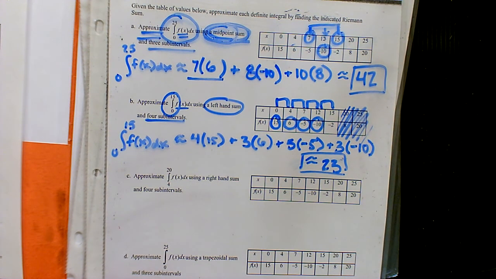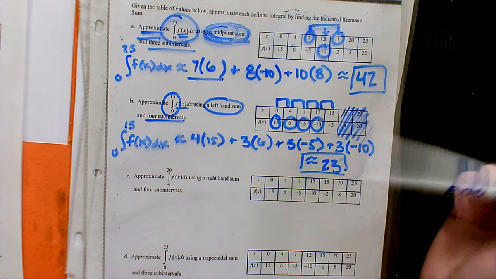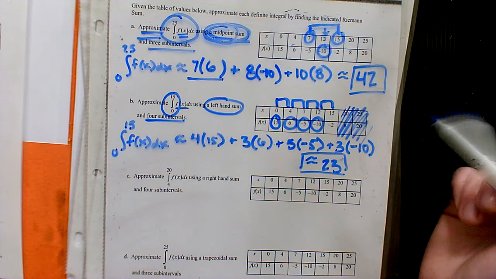All right, now if we read the directions at the top, it doesn't necessarily say anything about the characteristic of this function f of x. It doesn't say only increasing, only decreasing, only concave up, only concave down. So we can't really tell for sure if these are over or under estimates because we don't have that information available to us.